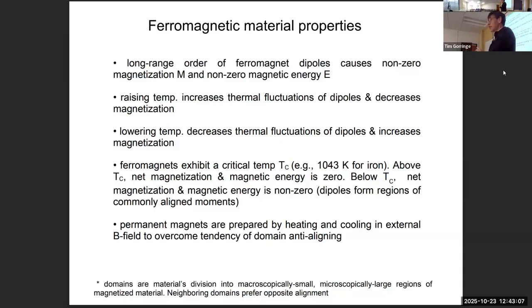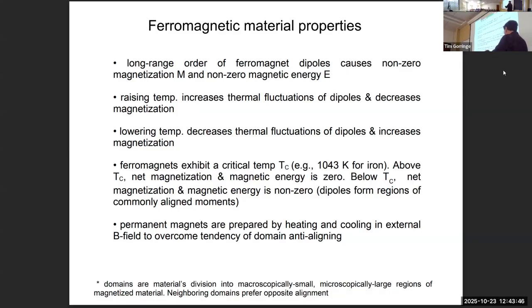So there's really a phase change in ferromagnetic materials, between a phase above the Curie temperature, above this critical temperature, where the dipole moments are randomly aligned, and below that critical temperature where the dipole moments are aligned with one another. So below the critical temperature, you get a macroscopic magnetization in the material. So that's this point here.